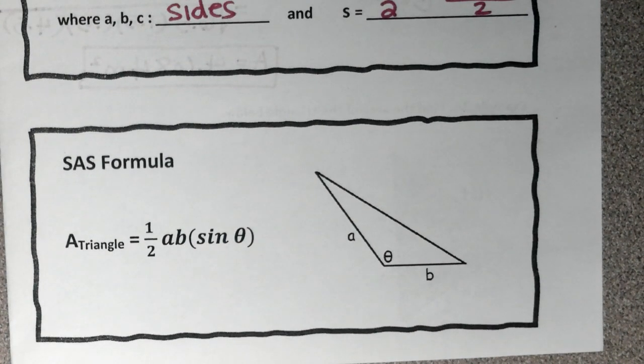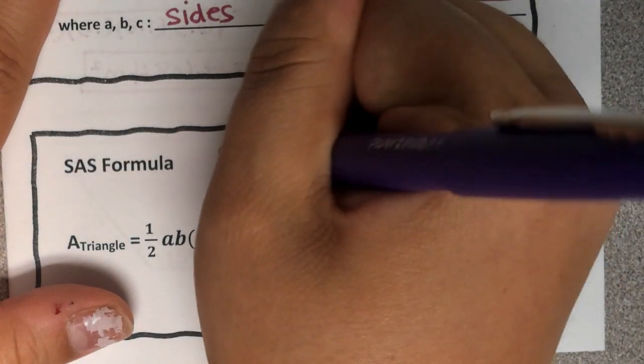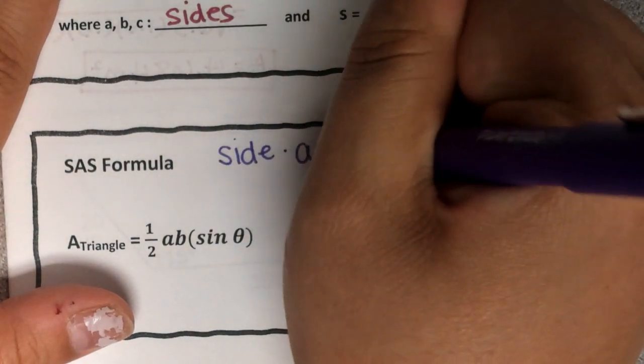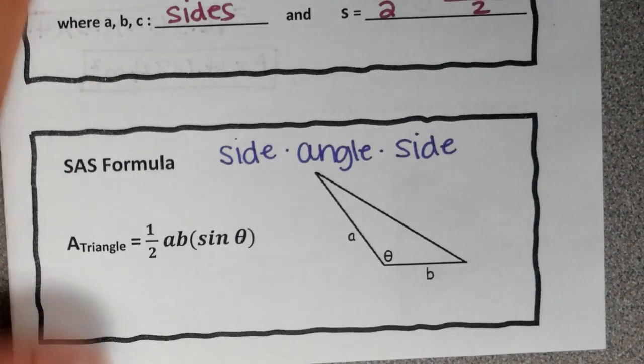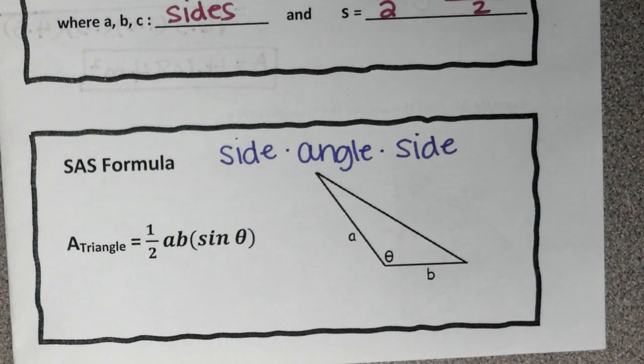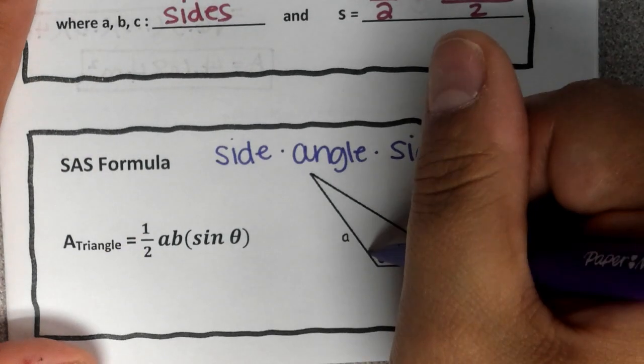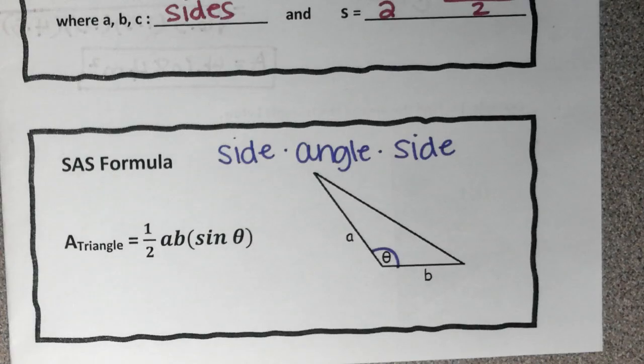What does SAS stand for? Side angle side. So, write that down. This is whenever I give you a side angle side problem. What has to happen for it to be side angle side? What does the angle have to do? The angle has to be in the middle for it to be side angle side. If I give you two sides with the angle not in the middle, this isn't a side angle side. Okay? Side angle side is 1/2 AB sine of theta.